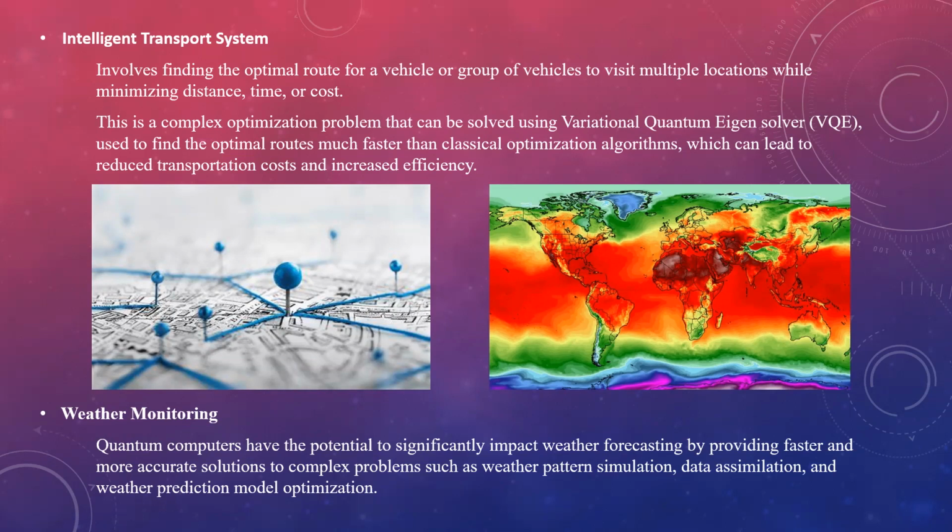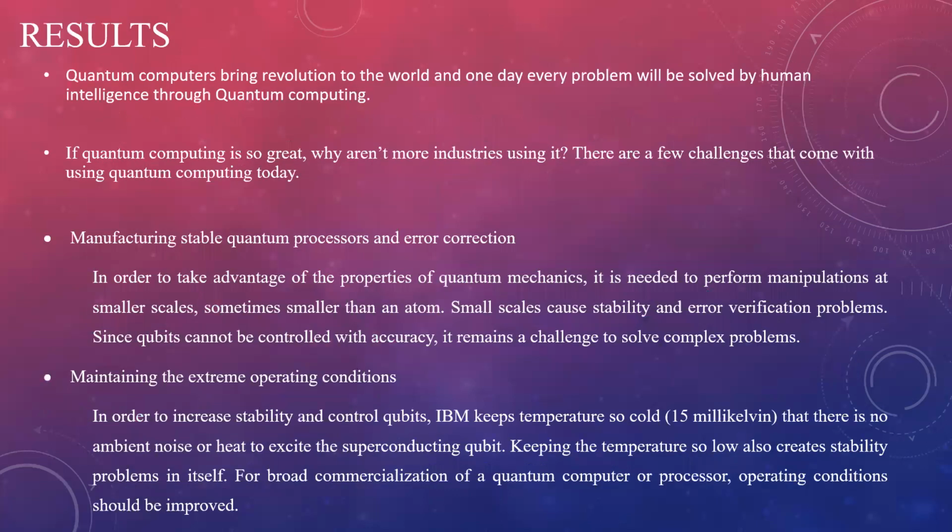Coming to the last application, the weather monitoring system. A quantum computer has the potential to significantly impact weather forecasting by providing faster and more accurate solutions to complex problems such as weather pattern simulation, data assimilation, and weather prediction model optimization. Coming to the result, quantum computers bring a revolution to the world, and one day each and every problem will be solved by human intelligence through quantum computing.